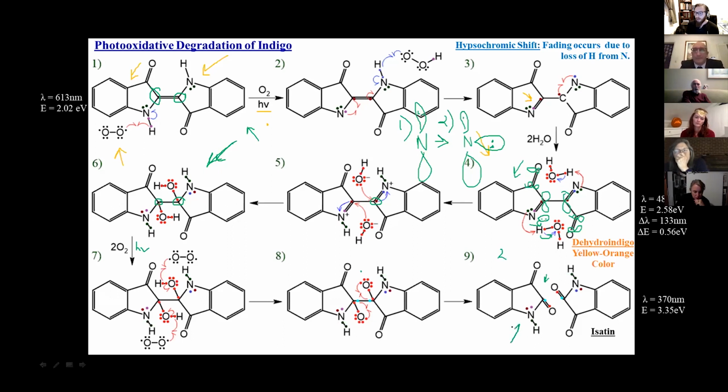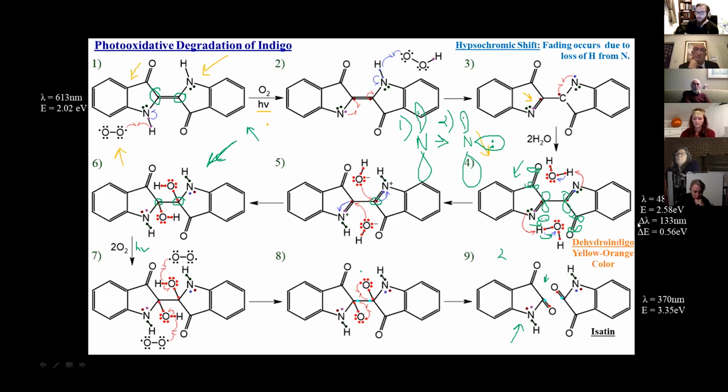And at this point, the Fisetin can be an extremely dark yellow-orange color, or it can even be not colored at all. If we look at the energy and wavelength, we're going from a regular indigo molecule absorbing 613 nanometers to the dihydro indigo absorbing 480 nanometers. That's still in the visible spectrum. When we get down to Fisetin, that's at about 370 nanometers. So it's right on the edge of that 380 nanometer cutoff point.